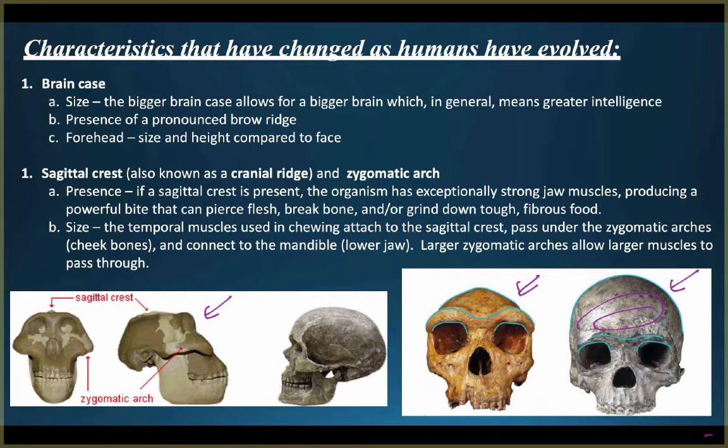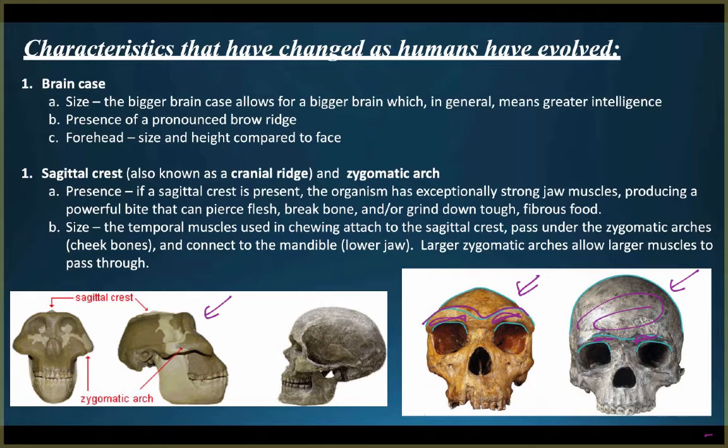Now, the changes that have occurred include the brow ridges. You can see this is the brow ridge right here, and you can still see it in humans here. Men have a bigger brow ridge than women. The purpose of the brow ridge is to help protect the eyes, especially if the eye sockets are more shallow. So the more shallow the eye sockets, the more pronounced the brow ridge tends to be.